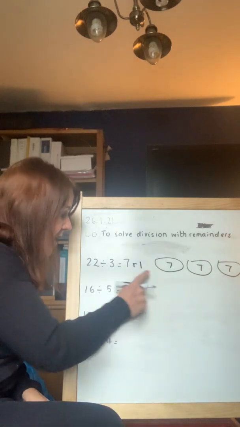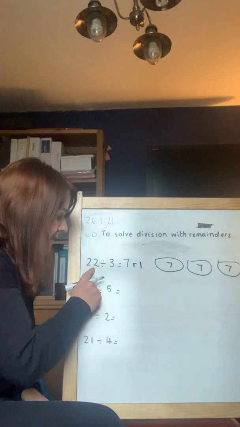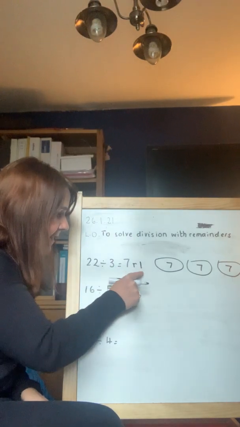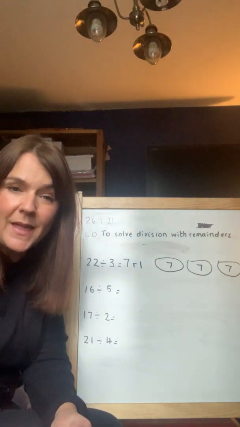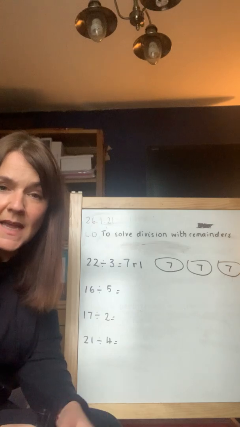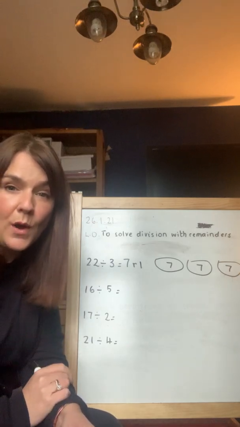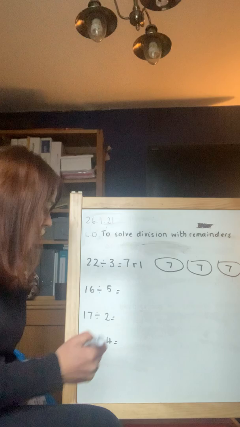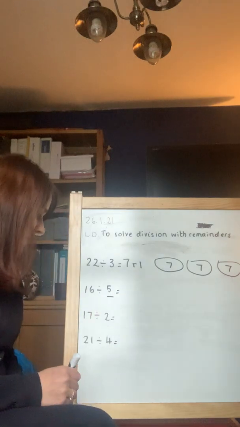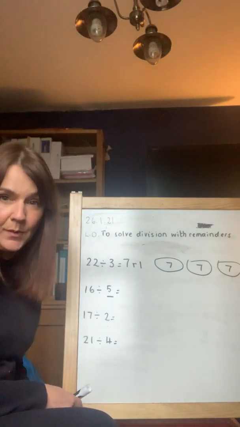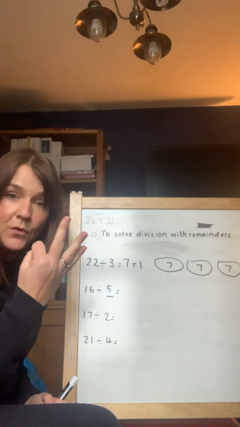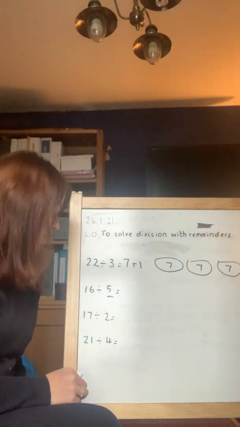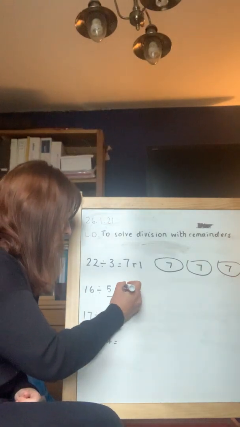Okay, because we've got as close as we can to 22. 7, because 7 times 3 is 21, and there would be 1 left over. So if you had 22 sweets and you shared them with your brother and your sister, so there was 3 of you, each of you would have 7 and there would be 1 left. Let's try this one. This time our divisor is 5. So we're going to use the 5 times table. 1 5's a 5, 2 5's a 10, 3 5's a 15. So the answer is 3.